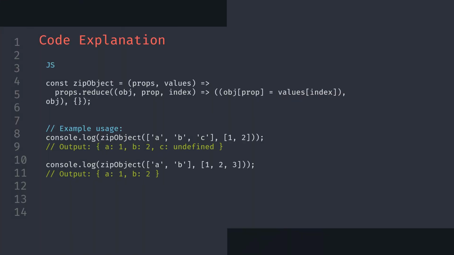This function takes two arrays, uses reduce to iterate over the keys, and assigns values accordingly. The extra keys get undefined, and extra values are ignored.